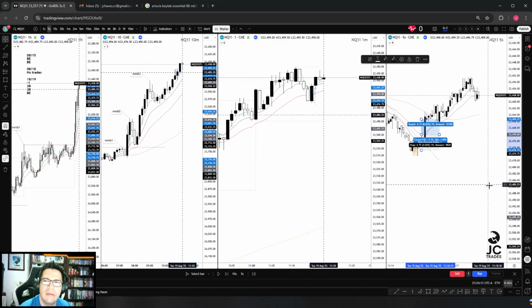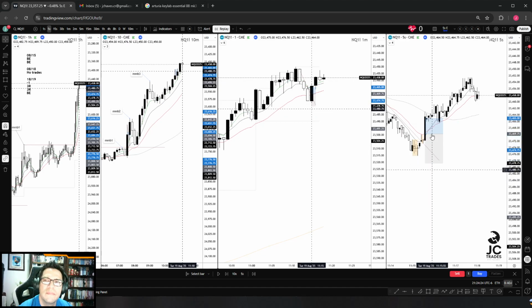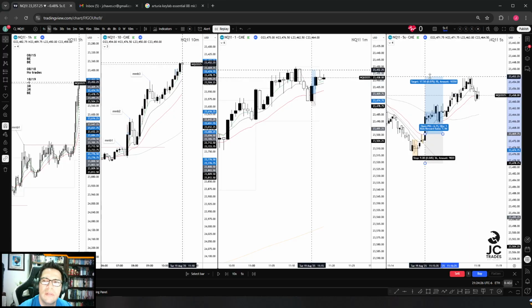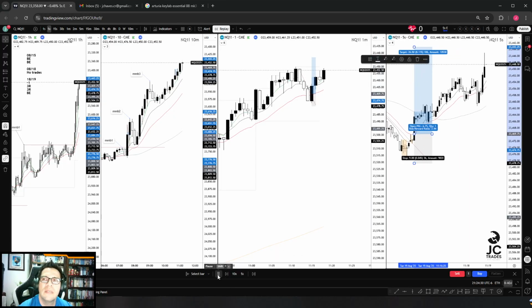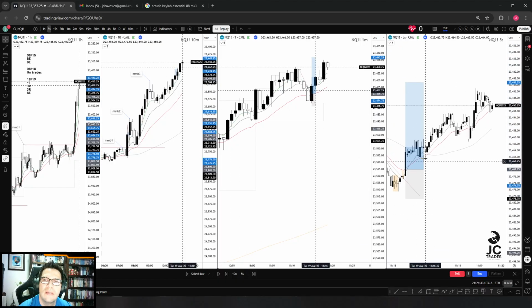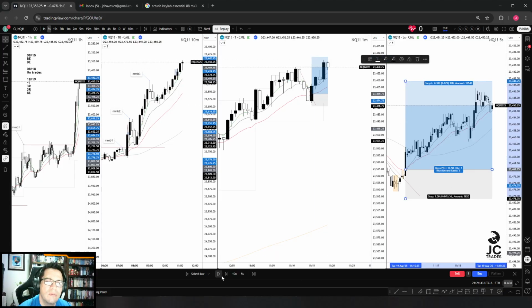So this would have been the entry, and basically here the stop would have been at this point, and this one would have probably played out nicely. Yeah, this again around this area, this would have been a break-even trade, and let's watch it.